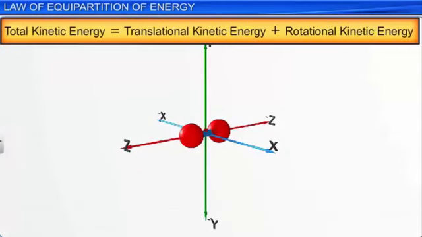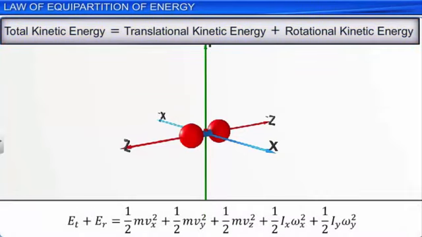The total kinetic energy of a diatomic molecule is the sum of the translational kinetic energy and rotational kinetic energy. Or, the total kinetic energy is Et plus Er, which is equal to half m vx square plus half m vy square plus half m vz square plus half Ix omega x square plus half Iy omega y square. In this expression, the number of independent terms is 5.